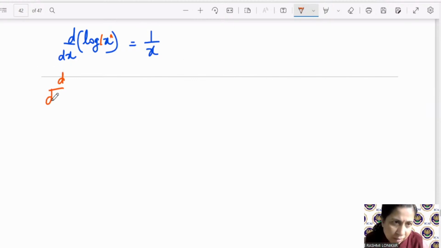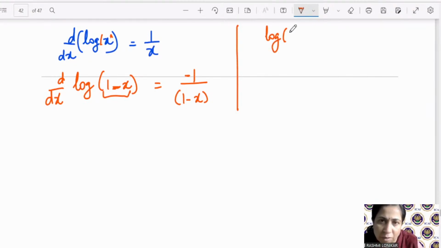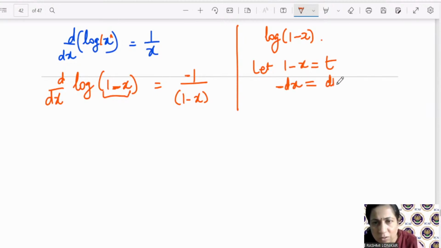Now, d by dx of log of 1 minus x. Okay, when I'm considering this is equal to 1 upon 1 minus x, no doubt. But instead of this, what is happening here? This is minus 1. So this has to come minus. Here it was 1. So I have taken as 1. And that is why I have shown you the other method also. If I have log of 1 minus x, I can put let 1 minus x be equal to t. Then taking derivative, this will be minus dx is equal to dt.